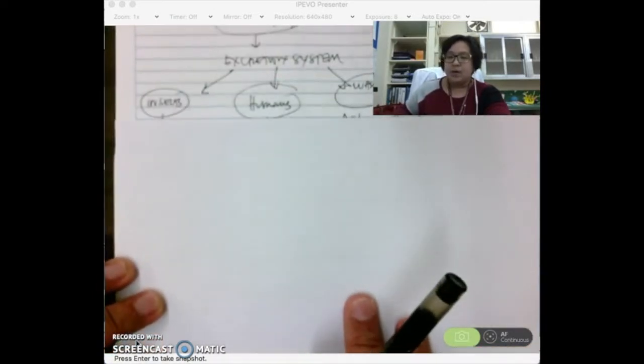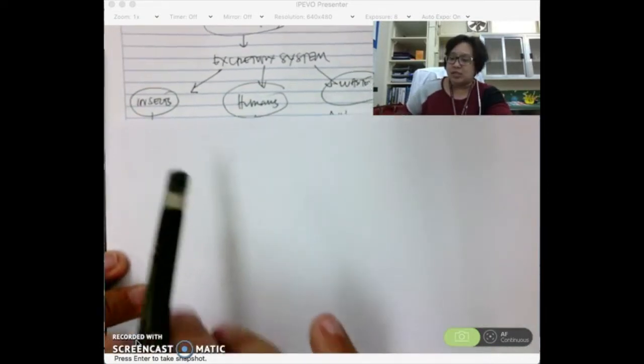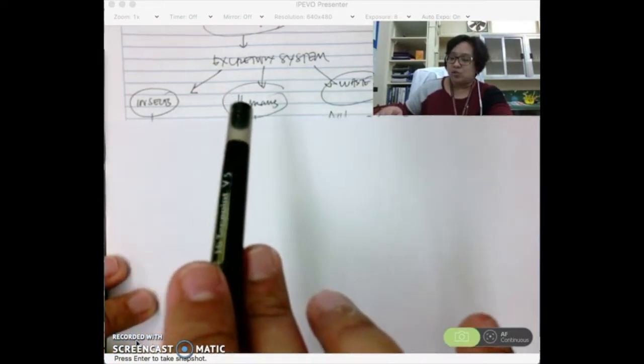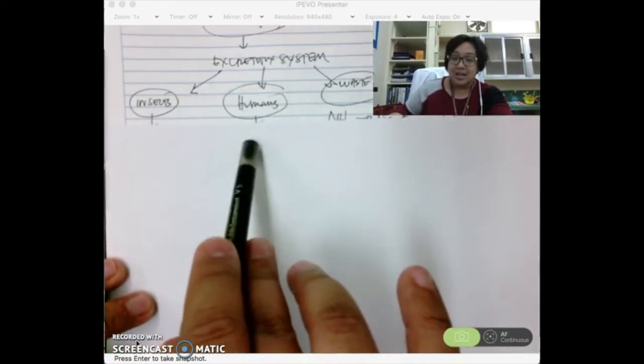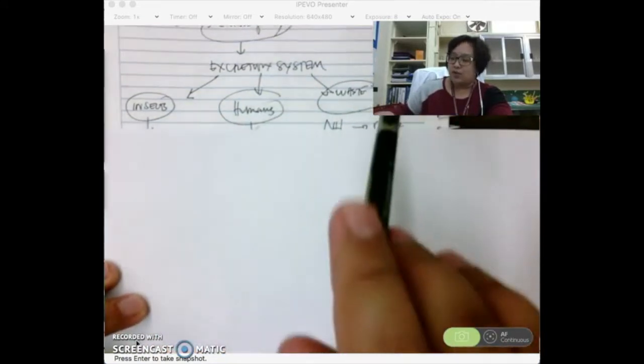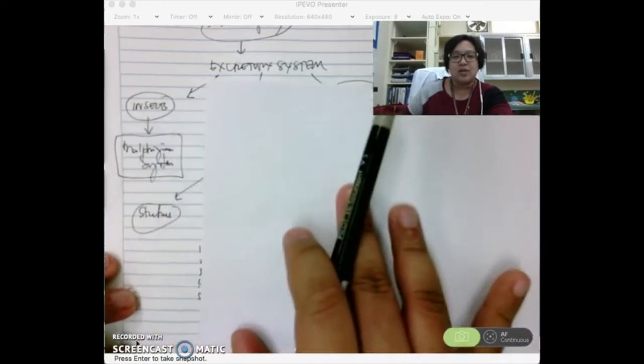First of all, you need to know the excretory system of insects. That's kind of short. And then the excretory system of humans, so our kidney, our excretory system, and the different types of waste product of the excretory system. Let's start with insects.